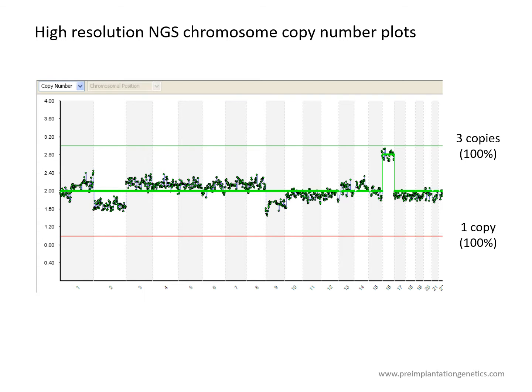In this case, there is clearly a trisomy for chromosome 18, but the displacement fails to reach the expected 3 copies, which we define as 100% full copy number change, as indicated by the green line.